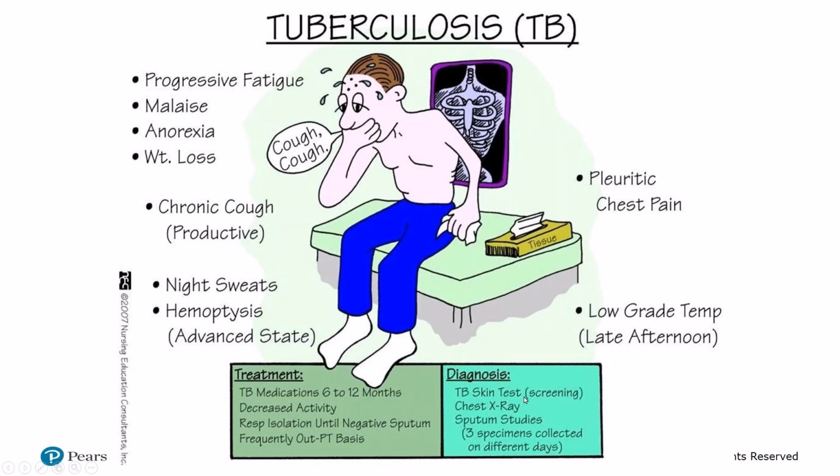Now, TB is curable, but we're seeing a lot of TB that tends to be antibiotic resistant. Treatment typically is you take TB meds 6 to 12 months, 3 times a day. It's 2 meds. But the institutionalized strains become so resistant to antibiotics that you're taking 3 or 4 drugs a day. You decrease your activity, you end up being in isolation until you have a negative sputum, but you're frequently sent out as an outpatient.